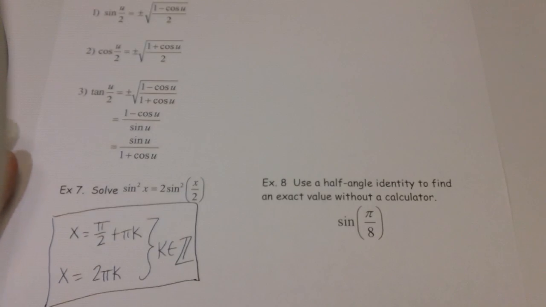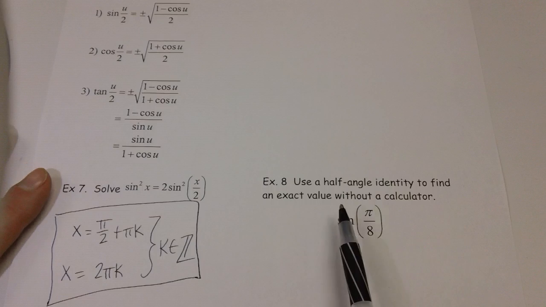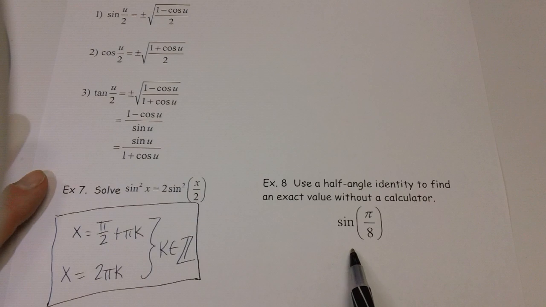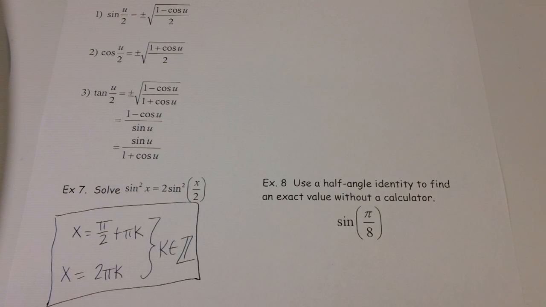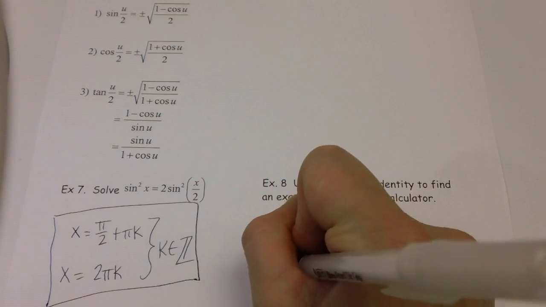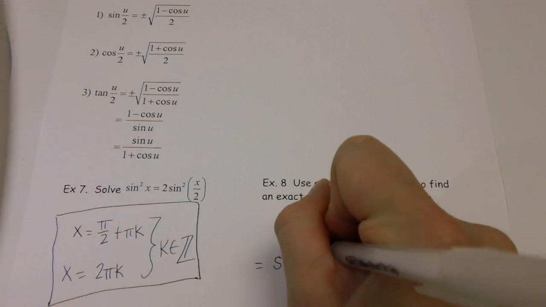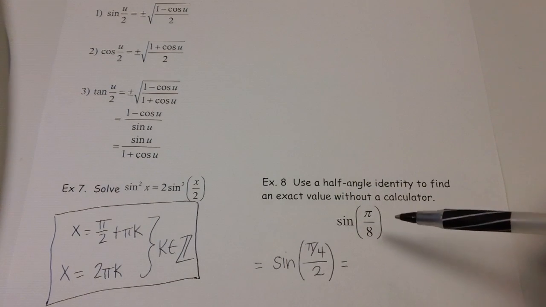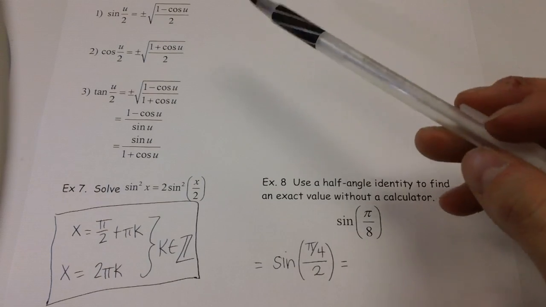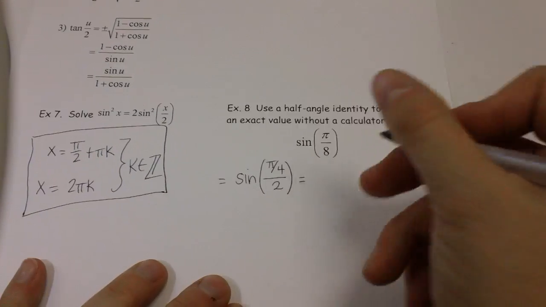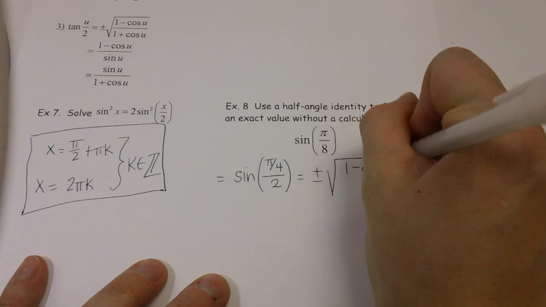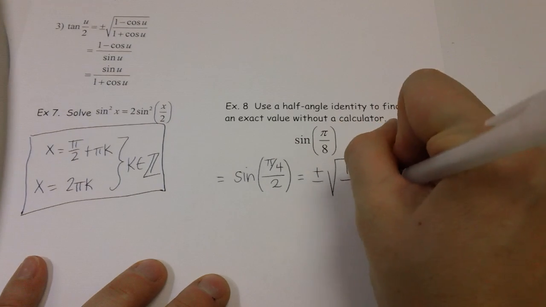I would like to go through example 8. It says, use the half angle identity to find an exact value without a calculator for the sine of pi over 8. We are going to rewrite the sine of pi over 8, because we don't know that angle, as the sine of pi over 4 divided by 2. We're going to use our half angle identity for sine. That is equal to positive or negative square root of 1 minus the cosine of pi over 4 all over 2.